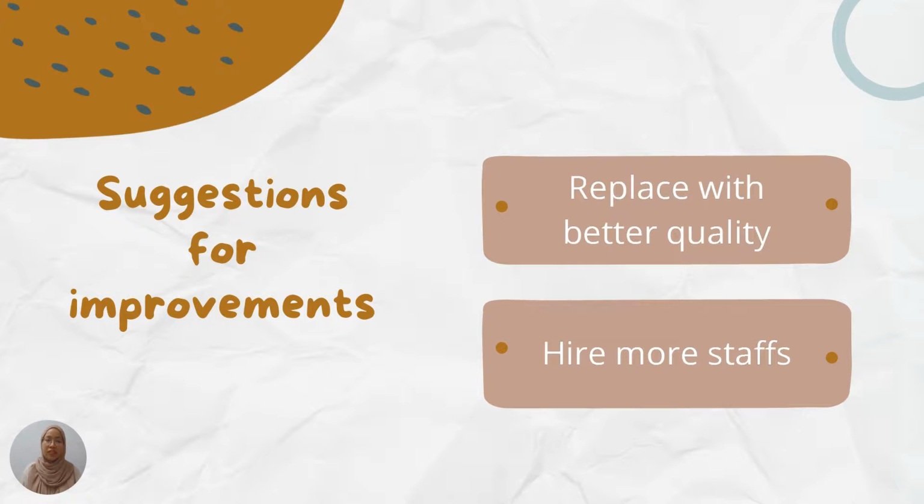Okay, next, suggestions for improvements. Since I have come up with 2 problems, I need to make 2 suggestions to solve the problems. For the first problem, broken benches and tables, I'm suggesting the principal replace them with better quality ones. And for the second problem, dirty surrounding, because of not enough staff, the canteen is understaffed, so I've suggested the principal hire more staff for the canteen.